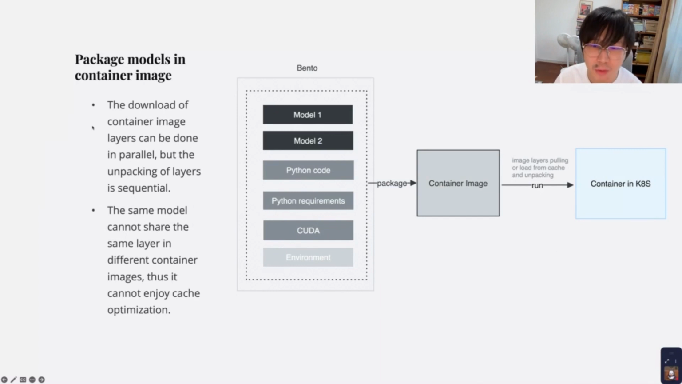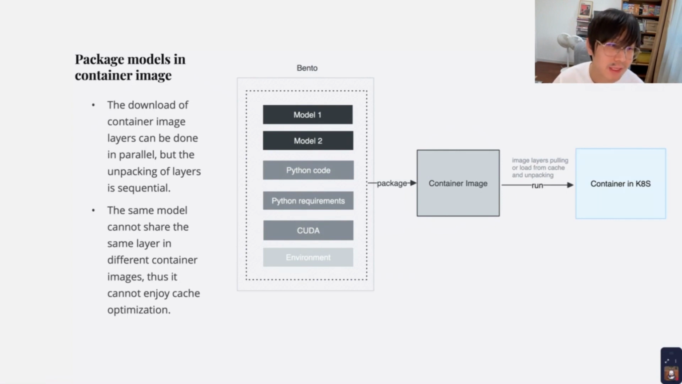This is the architecture we just started with. Basically, initially, we'll package all the files, model files, Python code, Python dependencies, and even CUDA into a container image. Then you can execute this container image in Kubernetes, but you will encounter multiple challenges in this process.